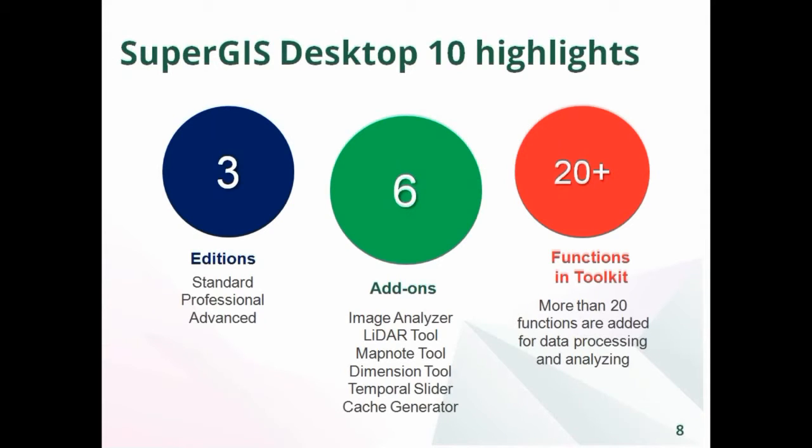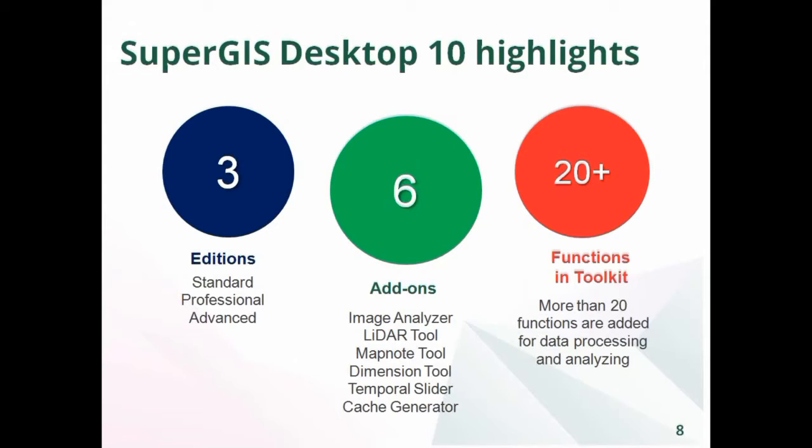For this slide, with so many numbers here, we could know that there will be three different editions for SuperGIS Desktop 10: Standard, Professional, and Advanced. And there will also be 6 new add-ons: LiDAR tool, Map Note tool, Dimension tool, Temporal Slider, and Cache Generator, and over 20 new tools in SuperGIS Desktop's toolkit. Wow, I think we really have a huge leap in SuperGIS Desktop 10, right? Yeah, when you use SuperGIS Desktop 10, you will have a brand new feeling.